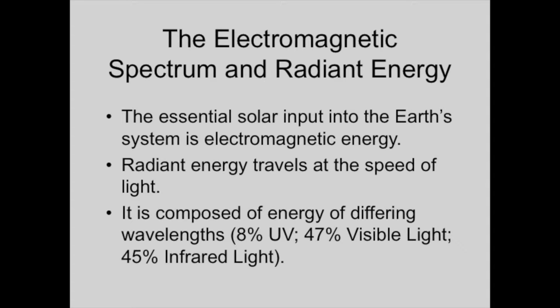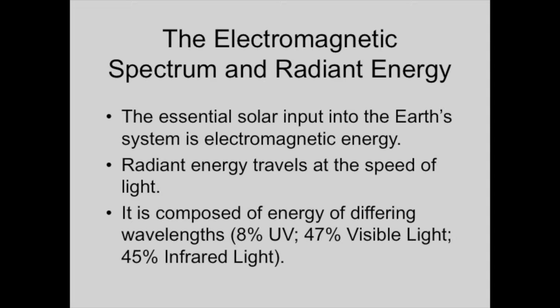The electromagnetic spectrum and radiant energy become really important components in our understanding of how the atmosphere interacts with the rest of the planet and its natural systems. The essential solar input to life is electromagnetic energy, and this is expressed in various wavelengths. Solar radiation occupies just a portion of the electromagnetic spectrum. The radiant energy that is important to life travels at the speed of light to our planet.